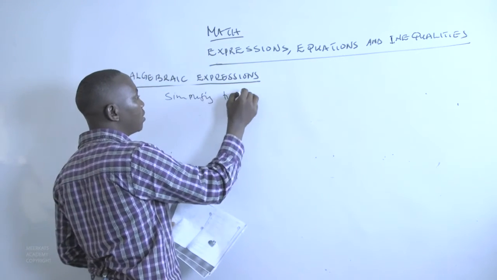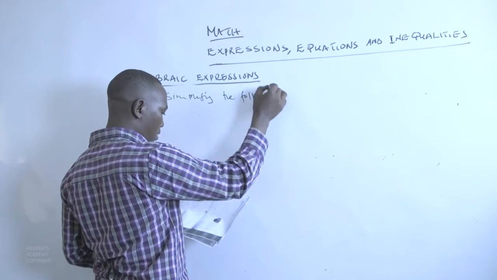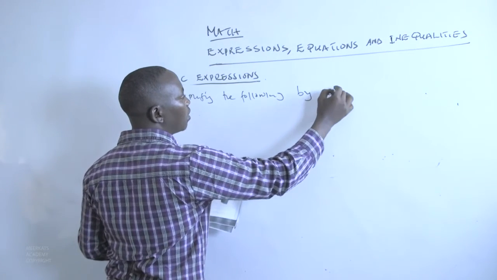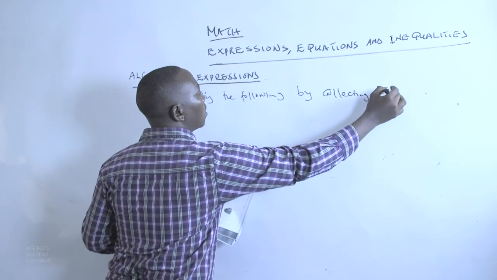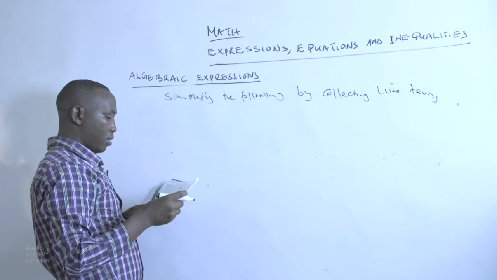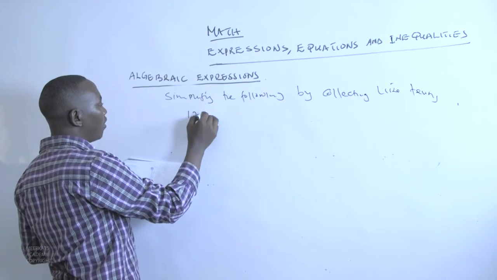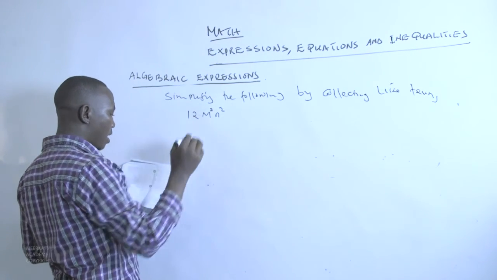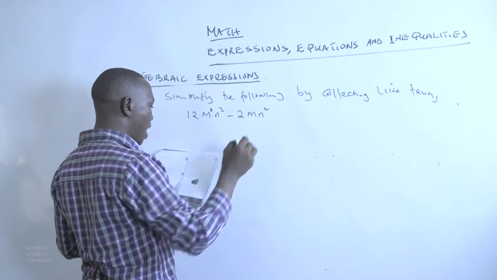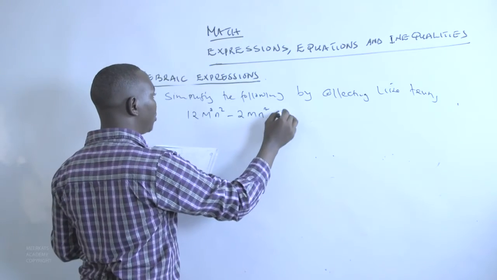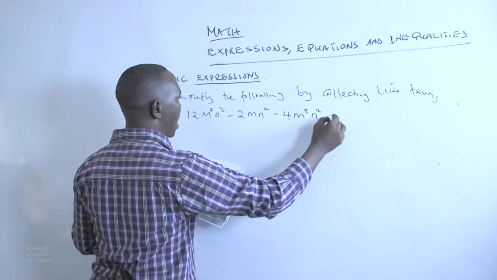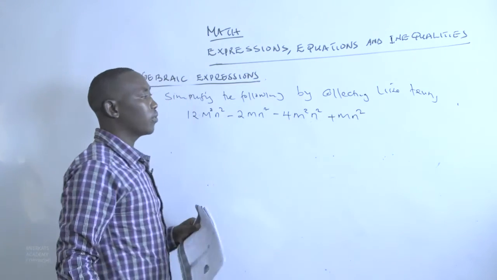Simplify the following by collecting terms. We have 12m squared n squared, subtract 2mn squared, subtract 4m squared n squared, plus mn squared.